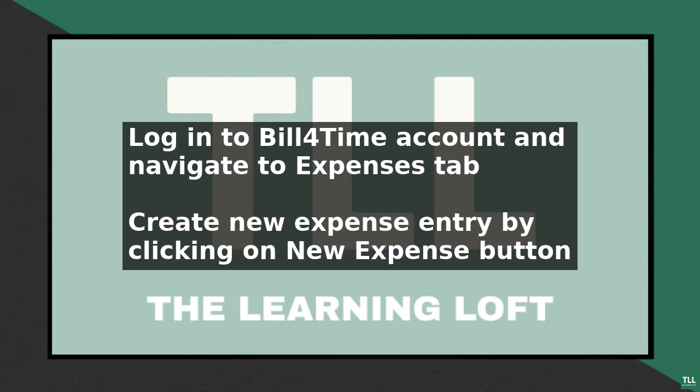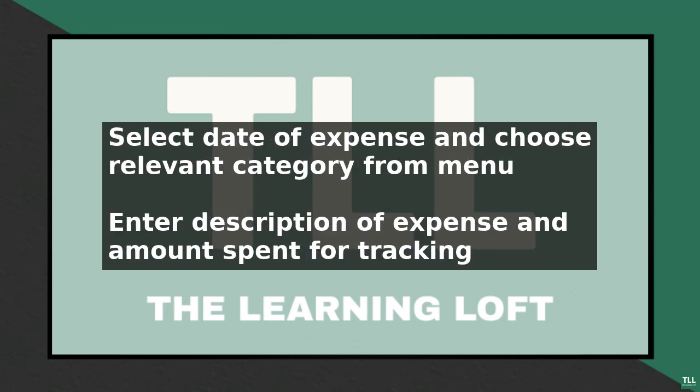First, select the date of the expense and choose the relevant expense category from the drop-down menu. Bill4Time provides a range of predefined categories, but you can also create custom categories to suit your business needs. Next, enter a description of the expense and the amount spent.